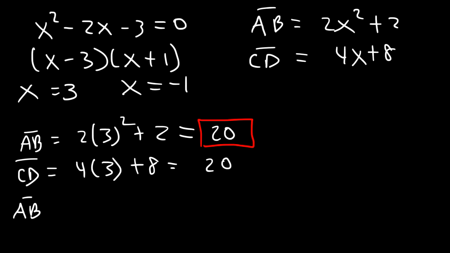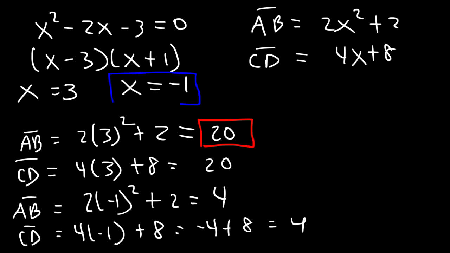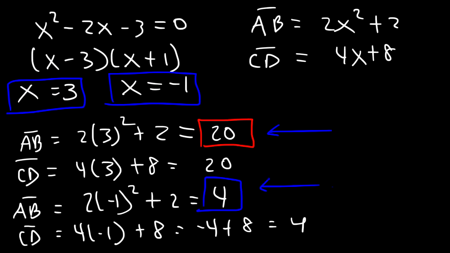Now, if we use the other value for x, this will give us a positive answer for both segments. Negative 1 squared is 1 times 2, that's 2 plus 2 is 4. And for CD, this is going to be 4 times negative 1 plus 8, which is negative 4 plus 8, and that will give us 4 as well. So we need to include both values of x because they give us a positive segment value. So AB can be 20 or it could be 4. Both answers are acceptable.